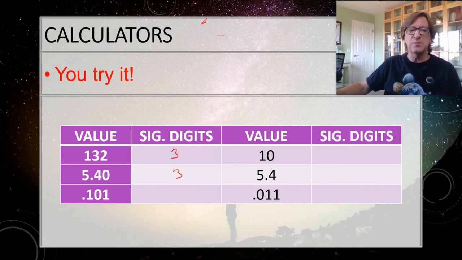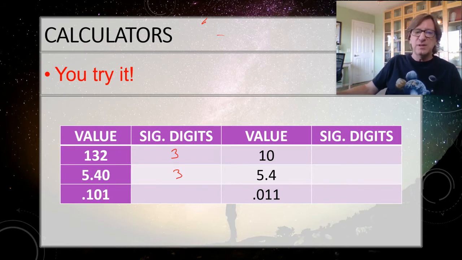Now, let's look at this one right here. This one's a little bit harder. You probably again would say there's either 2 or 3 significant digits, right? So there are 2 non-zero numbers, and you're saying, well, if I cover up that 0, then the number changes. So here's the last rule that I'm going to give you. Interior zeros are always significant. You don't have to think about it.